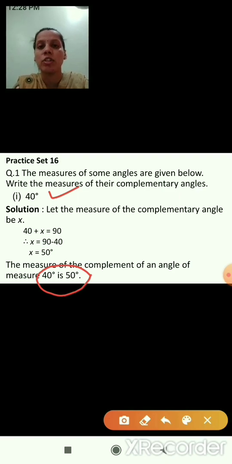Yes, in the solution first we will consider the complementary angle, that is x. So 40 plus x is equal to 90 degree. So x is equal to 90 minus 40. So x is equal to 50 degree. So the measure of the complement of an angle of measure 40 degree is 50 degree. I hope you are clear with this sum. First sum. Okay, now we'll move to the next, second sum.